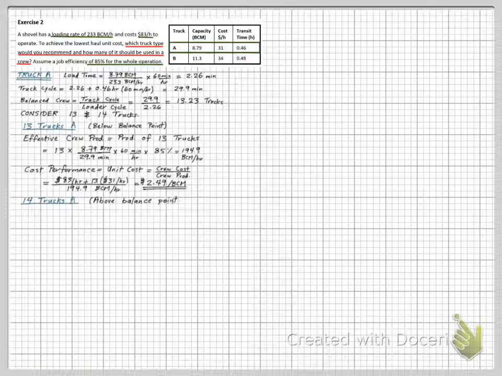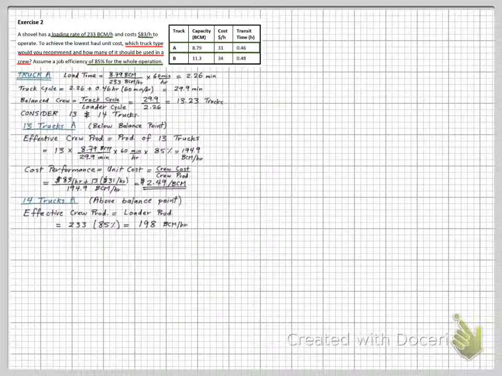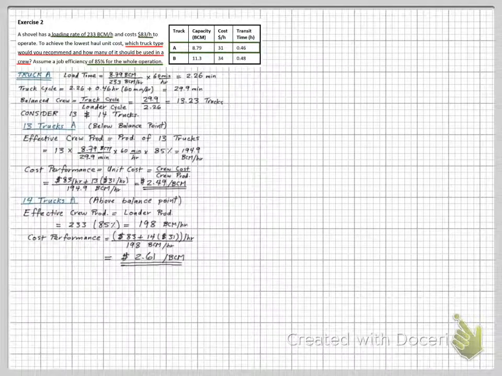When evaluating the case of 14 trucks, we acknowledge that we now deal with a crew that's staffed above its balance point, so the crew production equals the shovel production. As such, the cost performance for one shovel and 14 trucks of type A will be around $2.6 per bank cubic meter.